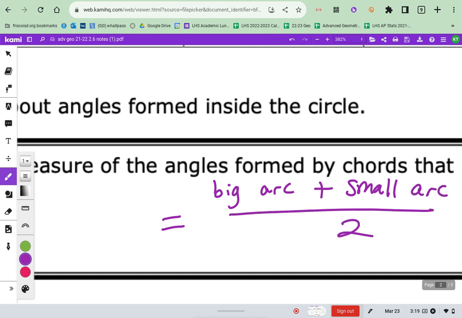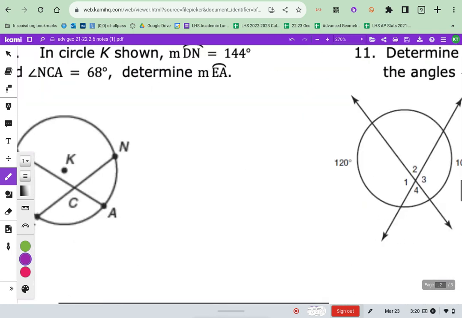So when we have angles inside, the key is to add instead of subtract. A big common mistake that I see is that you guys forget which one is which. Just remember, angles inside add, angles outside subtract. That's the one thing you've got to keep straight. Make sure you're doing the right one for the right problem. Okay, so let's look at an example.